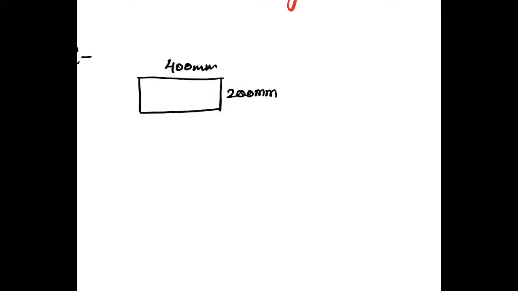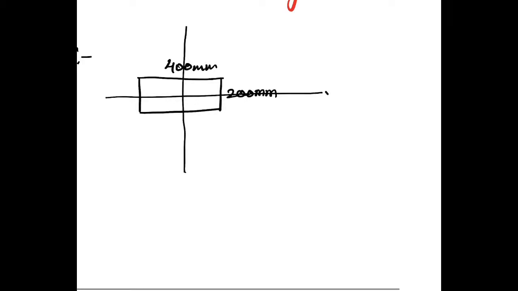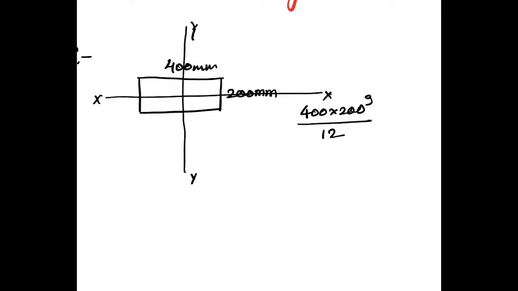Now this will bend about two axes. This will be the one and this will be another one. Let's give these axes names. This will be the x axis and this will be the y axis. It will provide a moment of inertia of 400 into 200 cube by 12 about the x axis, and it will provide a moment of inertia of 200 into 400 cube by 12 about the y axis.